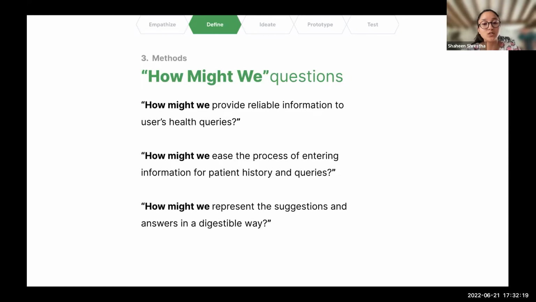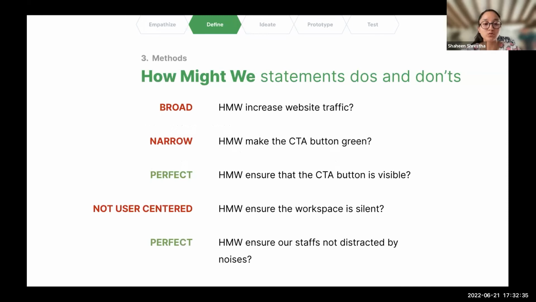I know, so these are just questions that we form so that hamlai pani think garna it's much more easy, it's much more organized, so that as a team we are able to focus on the same problem, the same direction. Right? So now there are a few examples as to how might we statements or do's and don'ts. Very broad pan hunu bhaina, very narrow pan hunu bhaina, and definitely it cannot be not user centered, because user centered chaina bhane then we are definitely not solving a problem for the user, right?